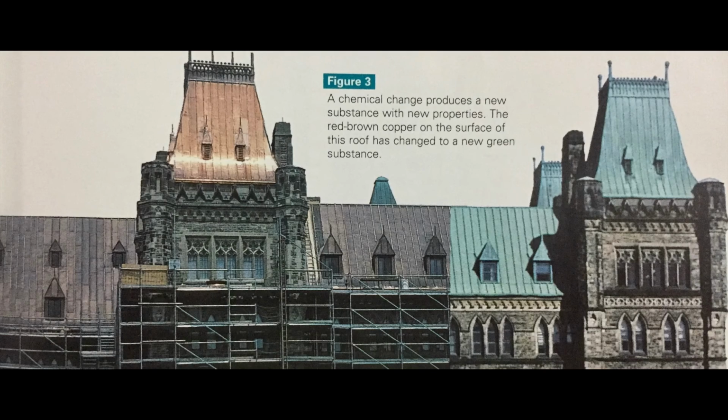Chemical change always involves the production of new substances. Most chemical changes are difficult to reverse. Burning, cooking, and rusting are all examples of chemical change, as is shown in Figure 3. Figure 3, a chemical change produces a new substance with new properties. The red-brown copper of the surface of this roof has changed to a new green substance.